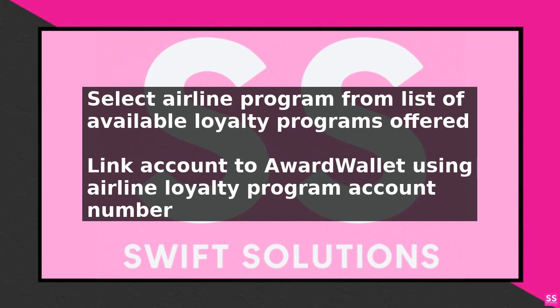After linking your account, Awardwallet will automatically sync your account data and display your current mileage balance. You can view your account balance, expiration dates, and redemption options all in one place. To track multiple airline programs, simply repeat the process of adding an account for each program you want to track.